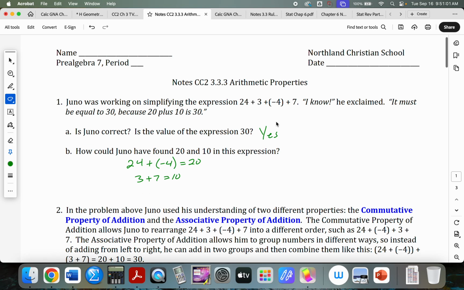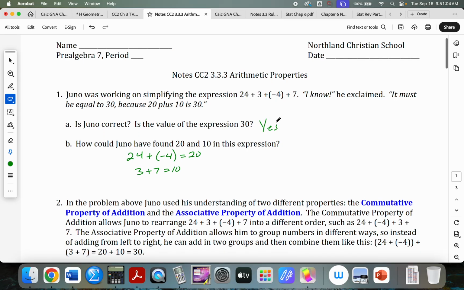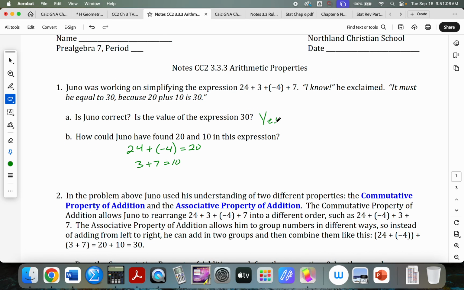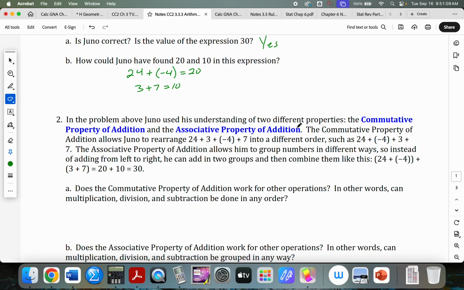All right? So in doing this, Juno has used a couple of different properties. First of all, the commutative property of addition, and then also the associative property of addition. The commutative property lets him rearrange the order, putting the 24 and the negative 4 together, and the 3 and the 7. And then the associative property lets him group the numbers. So he grouped the 24 and the negative 4 together, and then the 3 and the 7.